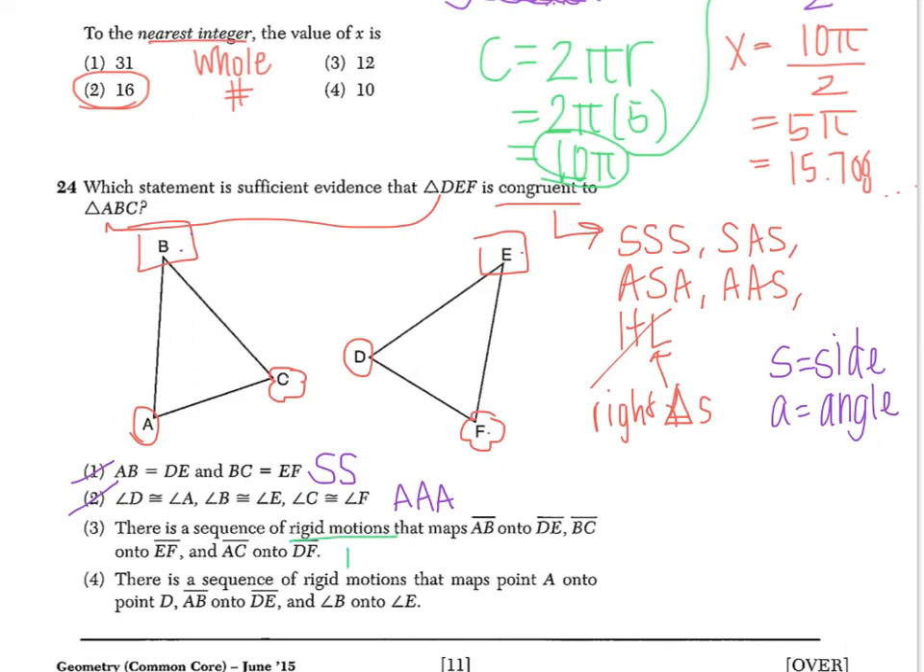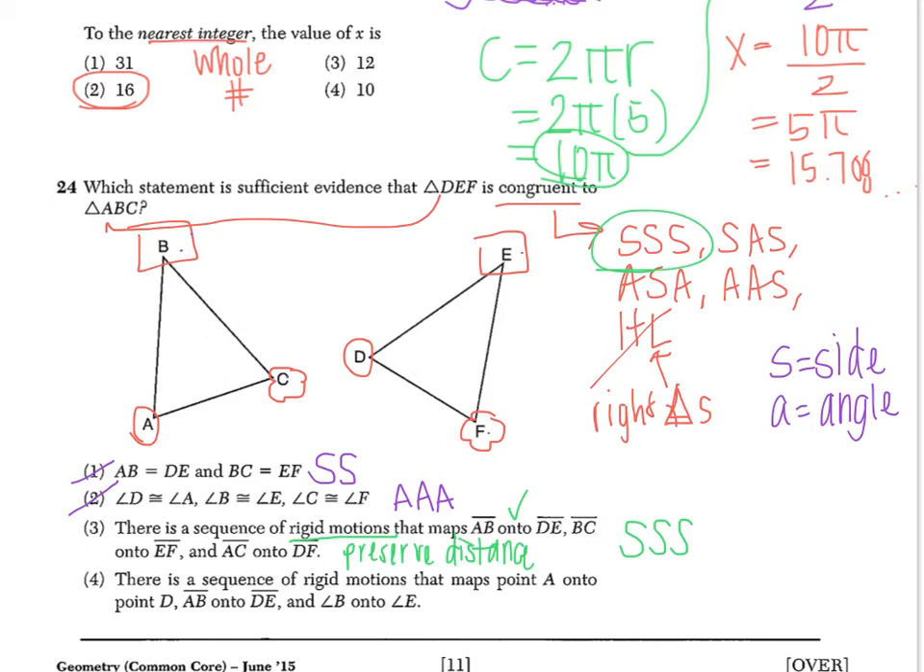Remember that rigid motions preserve distance. That map AB, the segment, onto DE, the segment. That's true, so that's a set of sides. BC gets mapped onto EF. The whole segment BC gets mapped onto the whole segment EF. So that means that they're congruent. That's another pair of sides. And AC, the segment, gets mapped onto DF, the segment. That's a third set of sides. So it looks like this could be our choice because side, side, side does in fact prove triangles congruent.